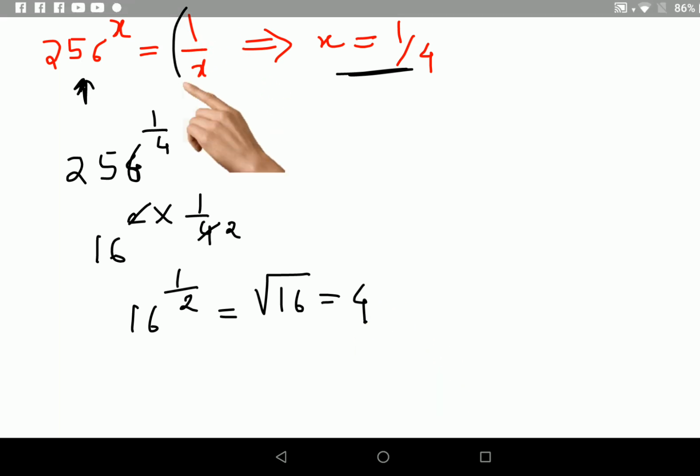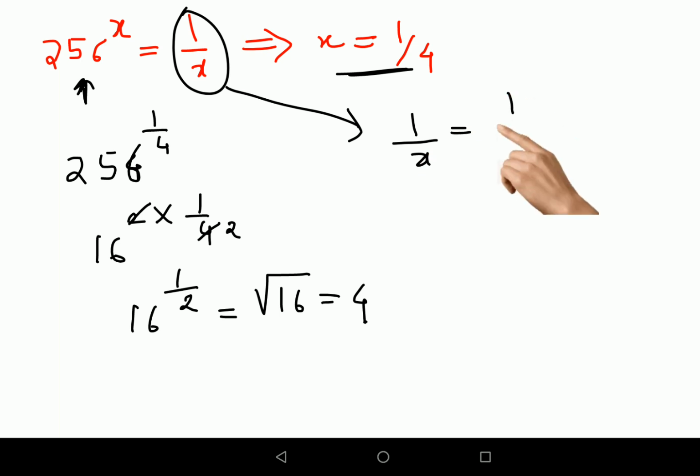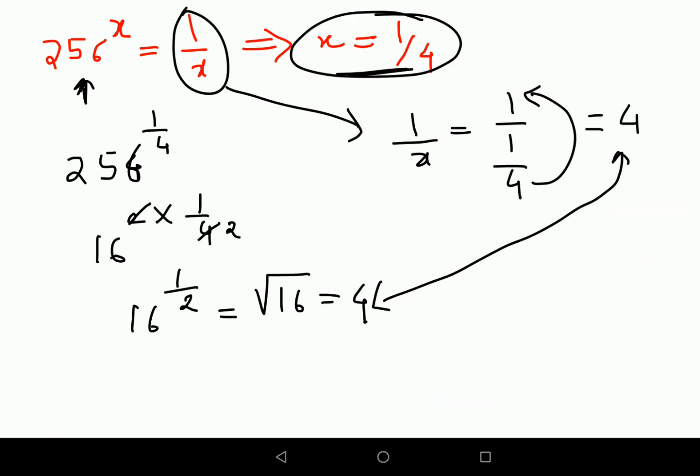And here in your RHS we have 1 upon x, that can be written as 1 upon 1 upon 4, which eventually becomes, this 4 comes on top, so here you get 4. So I can say that your LHS and RHS are now absolutely equal. So this value of x equals 1 upon 4 is absolutely correct.